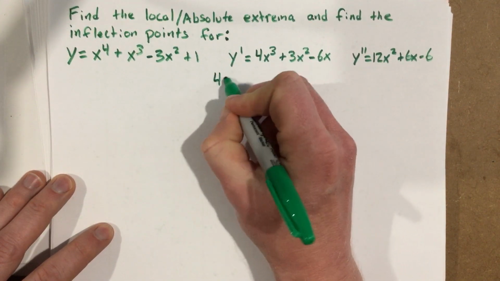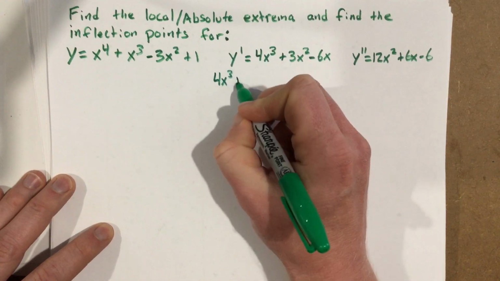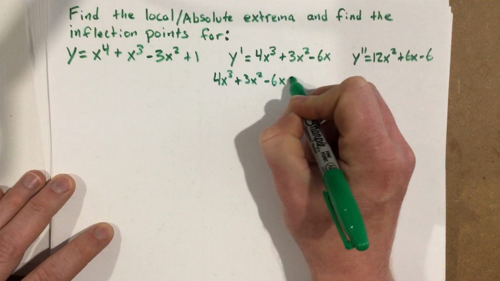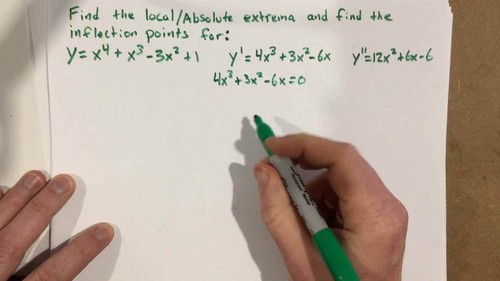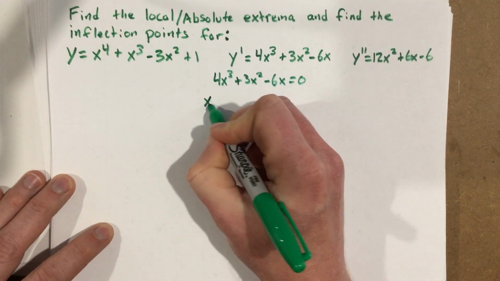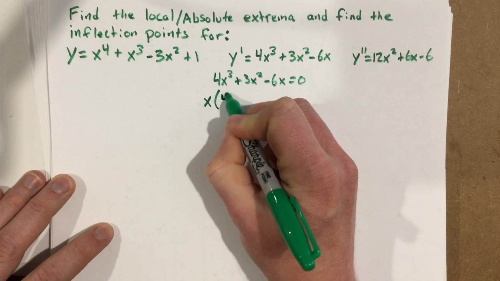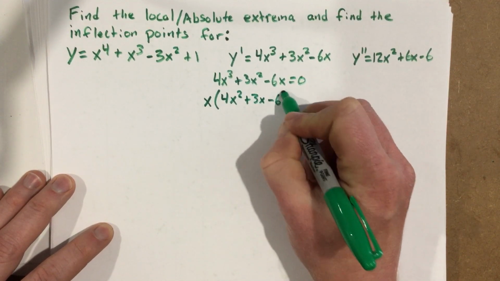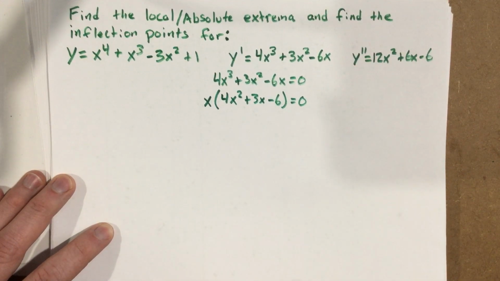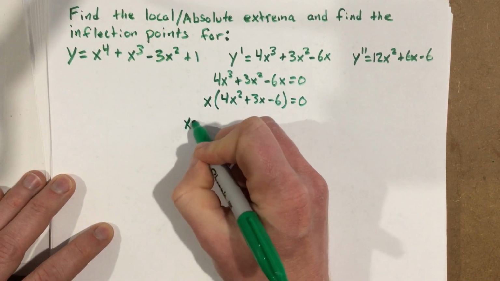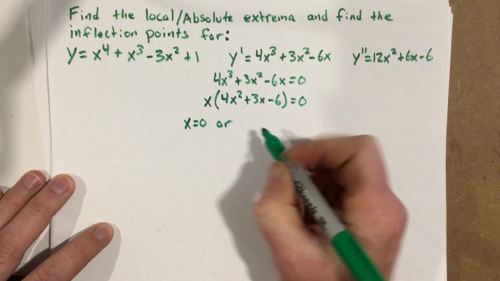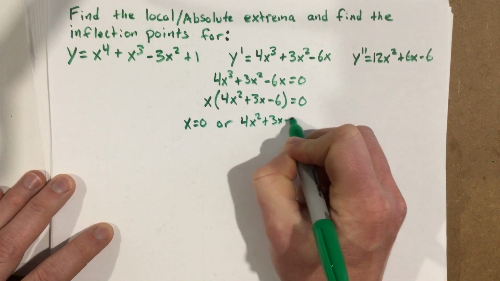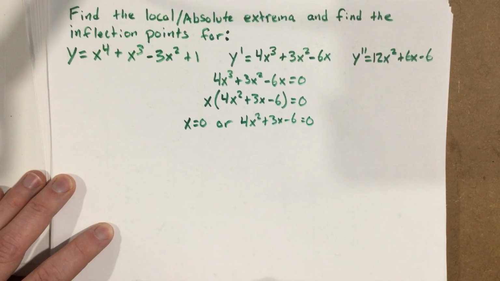So 4x cubed plus 3x squared minus 6x equals 0. And let's go ahead and solve for x. So we factor an x out. That's 4x squared plus 3x minus 6 equals 0. So we know x equals 0, or 4x squared plus 3x minus 6 equals 0.